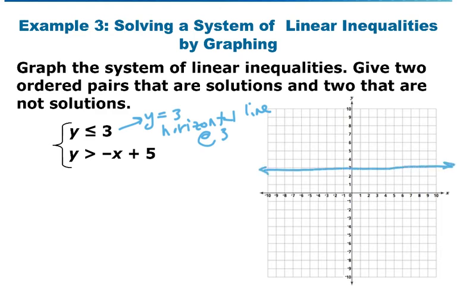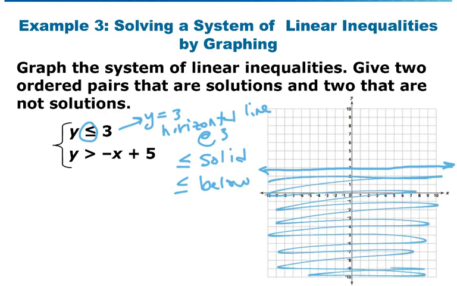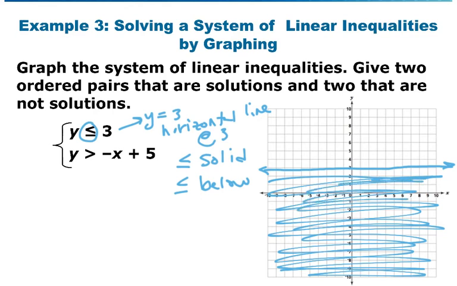And so if I make a horizontal line at 3, and then I realize that this less than or equal to meant that it was a solid line, and the less than or equal to meant that it was going to be shaded below, then I would be talking about all the solutions down here. I can't really fill in the whole thing, so I'm just kind of squiggling.